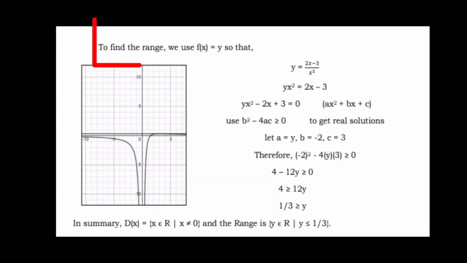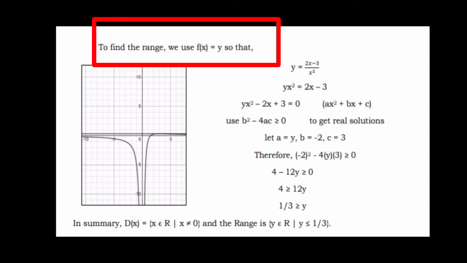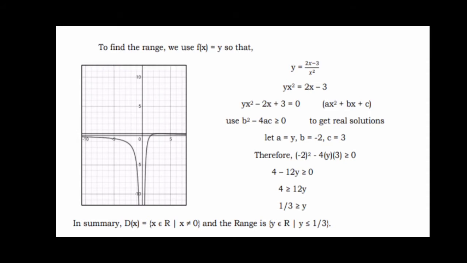To find the range, we use f of x is equal to y, so from the function f of x, we will substitute y. You will get y equals 2x minus 3 all over x squared. Simply multiply x squared to both sides of the equation so that the denominator will be cancelled out. So you have y times x squared is equal to 2x minus 3. You now have y x squared minus 2x plus 3 equals 0.